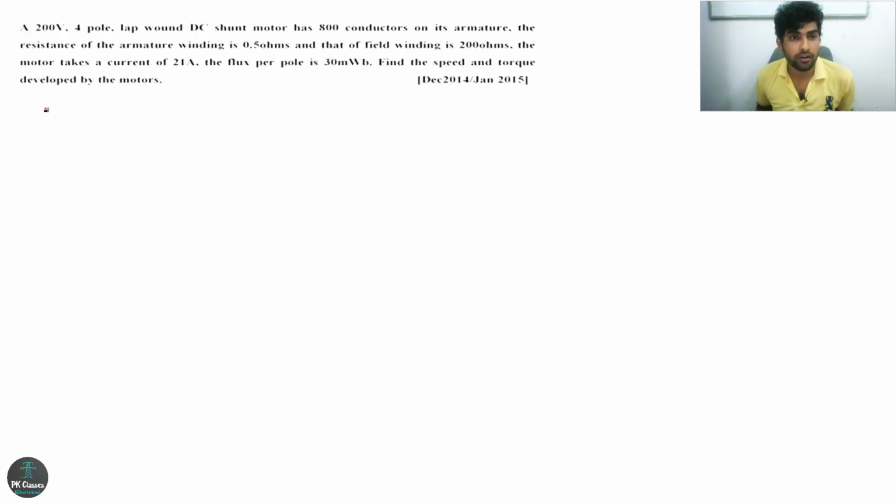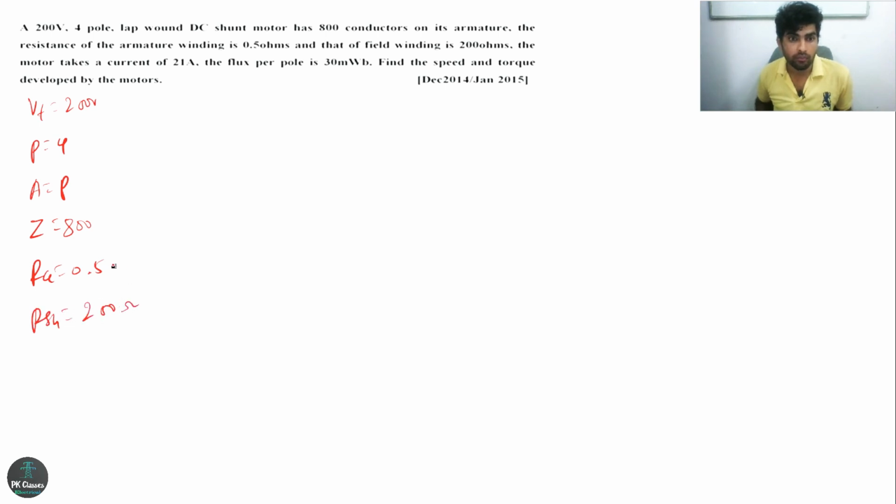Next problem, a 200 volts V terminal voltage given 200 volts and 4 pole, number of poles they have given 4. Lap wound, what is the condition? A is equal to P. DC shunt motor has 800 armature conductors. Z is equal to 800, right? The resistance of the armature is 0.5 ohm. RA is given 0.5. Field winding resistance RSH is equal to 200 ohm, right?